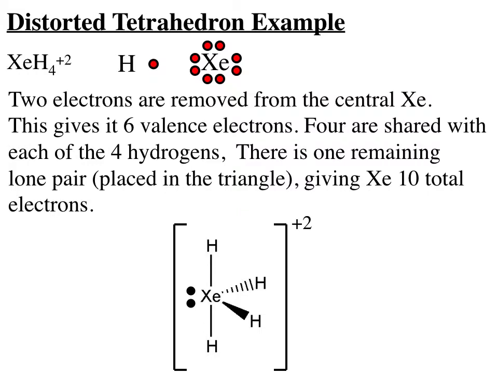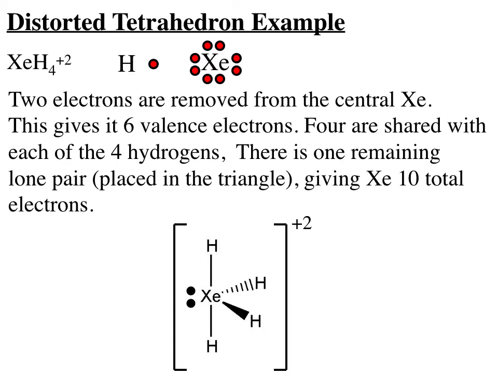Example of a distorted tetrahedral molecule. Let's look at xenon tetrahydride +2. Okay, so this is a cation using xenon as the central atom. Remember, first of all, xenon is one of our noble gas, or column 18 elements. And we talked about the fact that these are not very reactive.